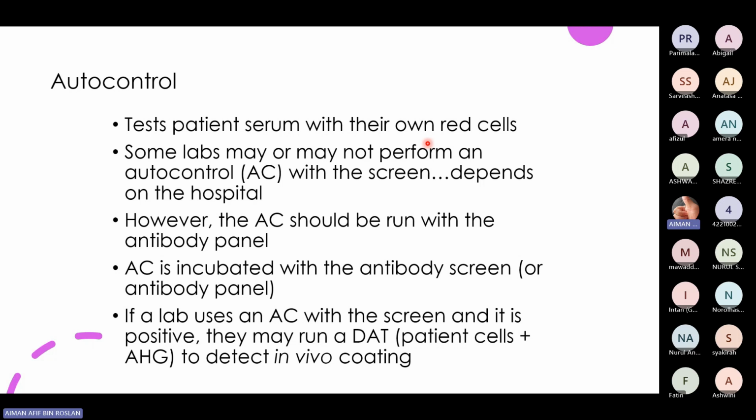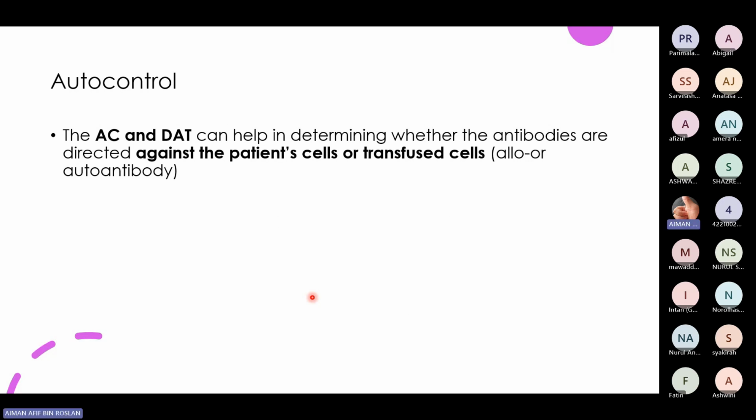However, the auto control should be run with the antibody panel. The auto control is incubated with the patient's own cells. If the lab uses an auto control for the screen and it is positive, they may run direct antiglobulin testing to detect any in vivo protein. The auto control can help in determining whether the antibodies are directed against the patient cells or transfused cells.